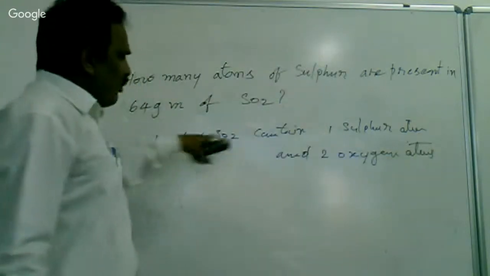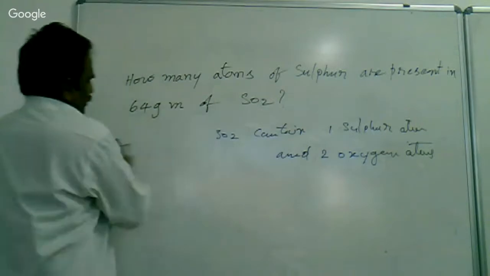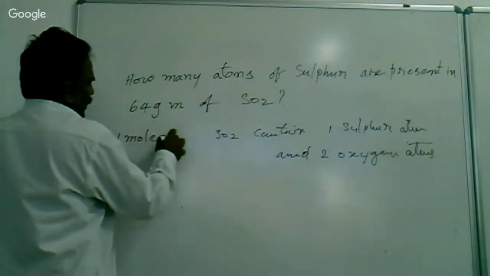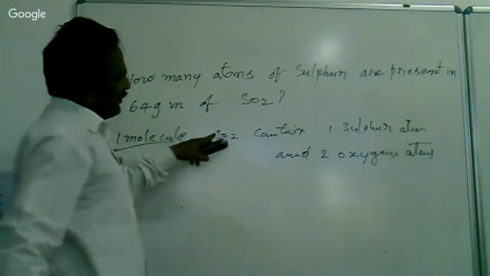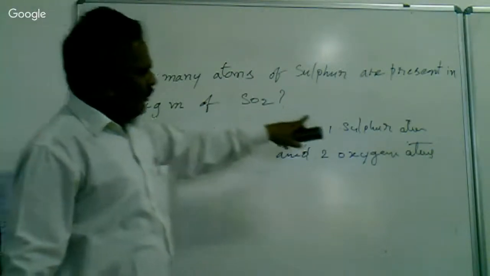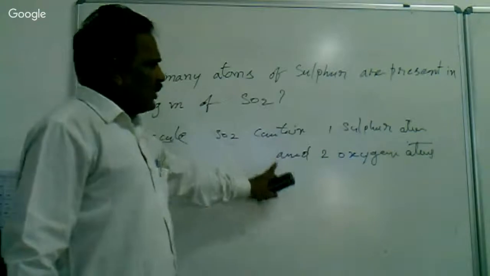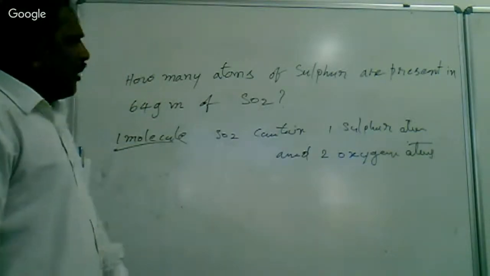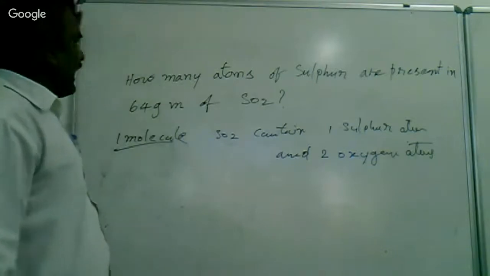So this is one molecule of sulfur dioxide. Be careful, not all, one molecule. One molecule of sulfur dioxide contains one sulfur atom and two oxygen atoms. Now we need to identify how many molecules of sulfur dioxide are there with us.